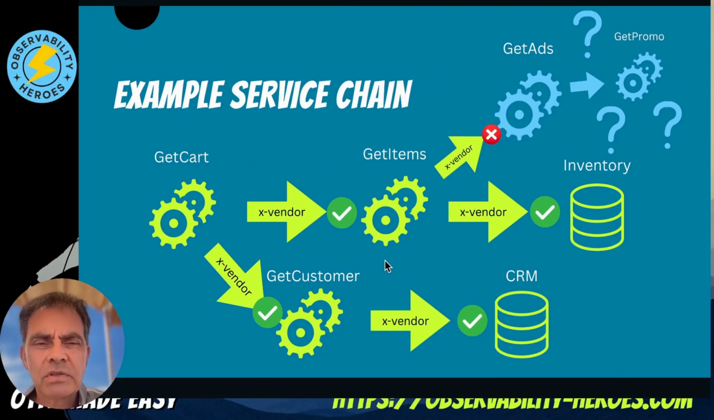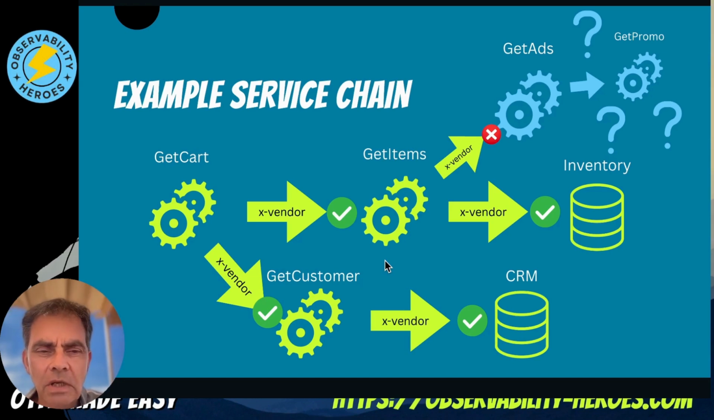There is an example service chain here. So let's say I have a service called getCart. That's what my endpoint is. And then the getCart calls getCustomer and getItems. They call into an inventory database and a CRM database, and also an ad service that's out there to get some promotions, for example.